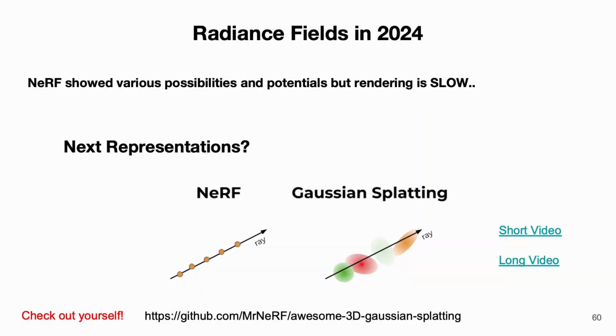So radiance fields are still an important topic in 2024. In particular, various hybrid representations have been proposed to make NeRF's slow rendering speed real time, and among them, Gaussian splatting is drawing huge attention from researchers. If you're interested in this, I have attached links here, a short video and a long video that introduce what Gaussian splatting is, so it will be good to check them out yourself.